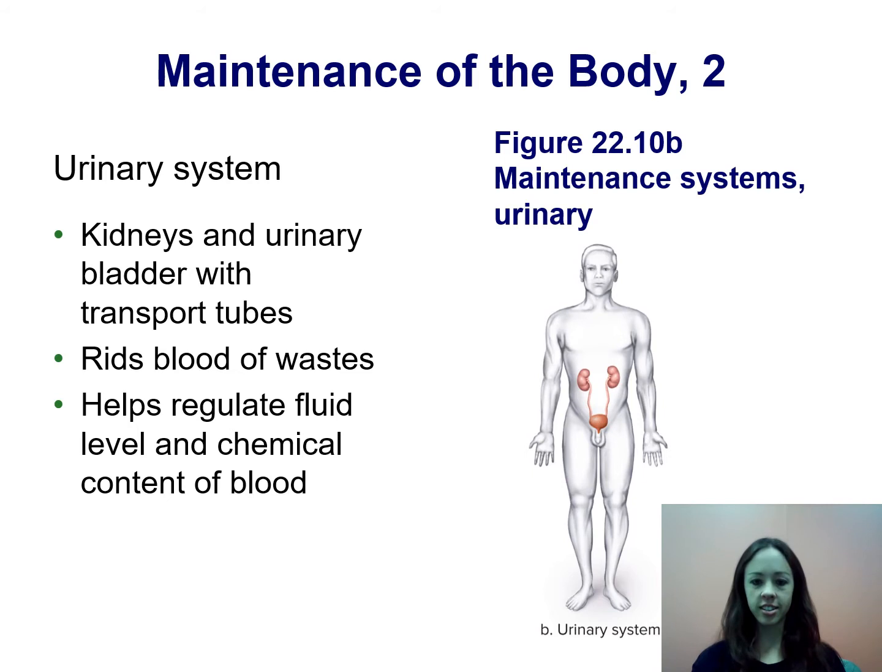The urinary system consists of the kidneys, bladder, urethra, and the accessory organs. The primary job of the urinary system is to get rid of any waste product from the blood and regulate the fluid and chemical contents of the blood.